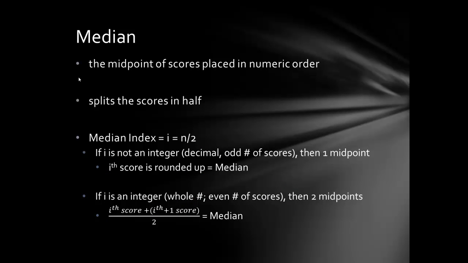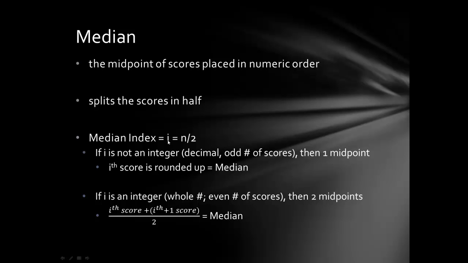So now let's move on to the median. The median is just the midpoint. It separates the top 50% from the bottom 50% of scores. And when I say top versus bottom, I'm assuming that scores are placed in numeric order. So there's an index that you can use to locate which score in the order of numeric order represents your median. So that's called the median index.